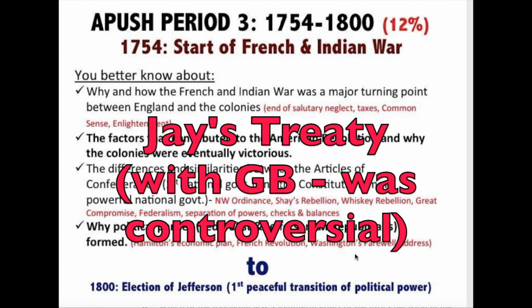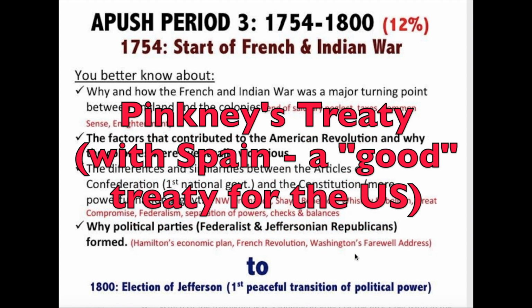You also had Jay's Treaty, which was controversial. It was with Britain, and a lot of people did not like it because they thought it still allowed Britain to bully the United States. You also had the Pinckney Treaty, which gave the United States access to New Orleans as a duty free port and control of the Mississippi River. This was a very popular treaty. It also allowed for Western expansion towards the Mississippi River without fear of conflict with Spain.